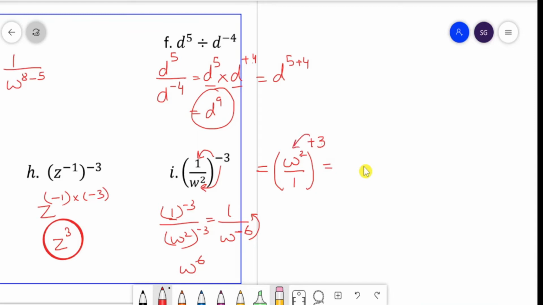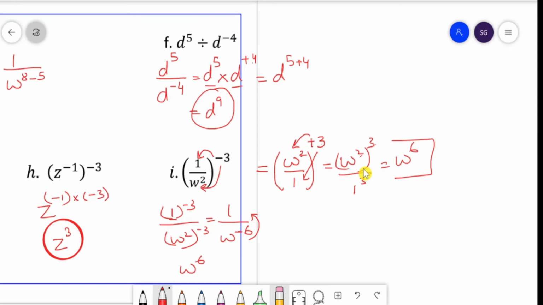And that's w squared. This whole power is distributed to the numerator and denominator, w squared to the power 3 and 1 to the power 3. Power of power, so this will be w power 6 over 1, which is again the final answer, w power 6. This is sometimes not necessary to show, but I'm showing you all of this just for the sake of clarity here. You may want to skip some of these steps and write the answer directly.